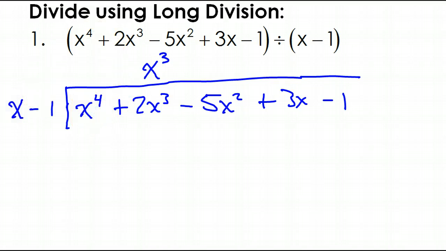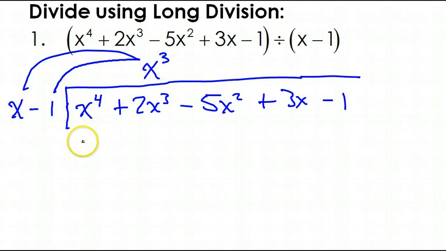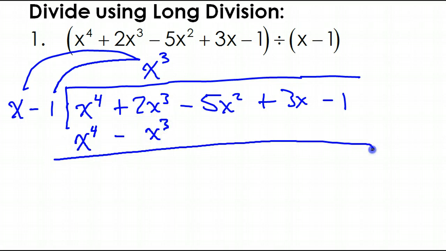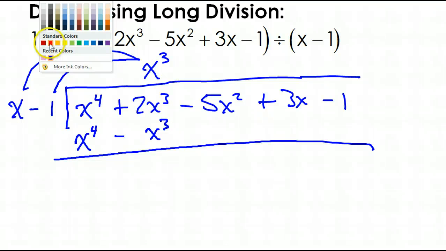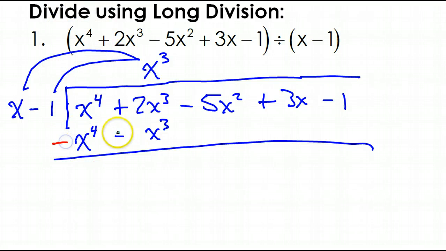do the distributive property. So I'm going to take this and I will distribute. So x to the 3rd times x, of course that'll be x to the 4th power, that's what we wanted. But x to the 3rd power times negative 1 will just be negative x to the 3rd power. Once you do the distributive property and write that down, the next thing you do is subtract by changing the signs.